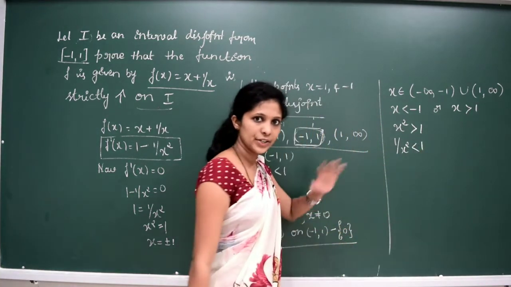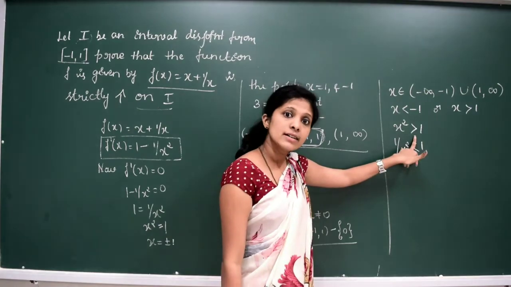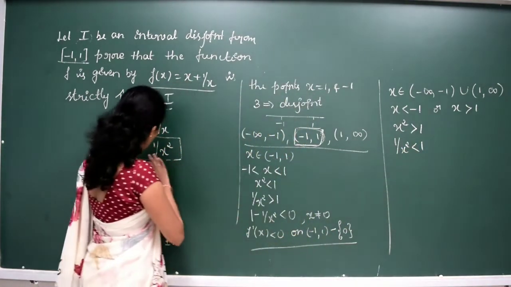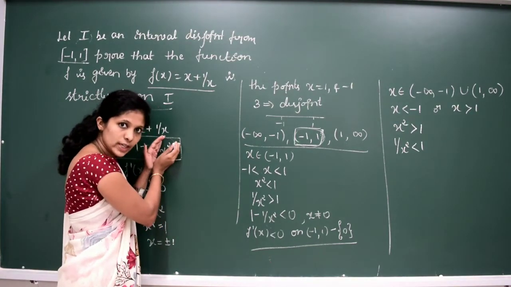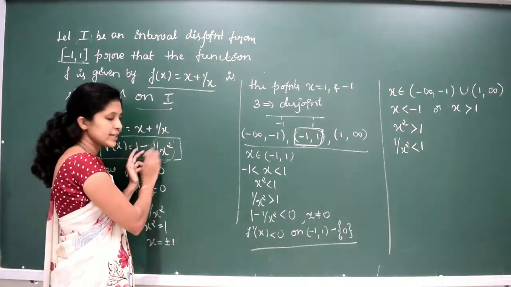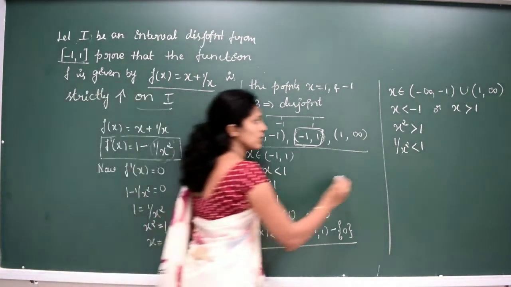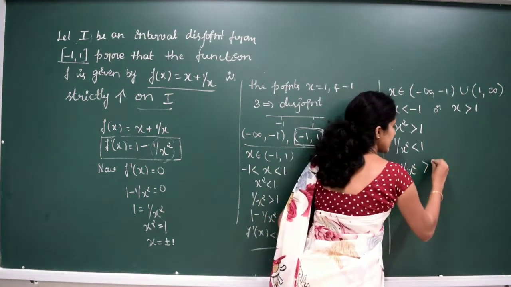Is it clear? We are taking the reciprocal. If you take the reciprocal, the inequality will be reversed. That is, 1 by x square will be less than 1. Now what we got? 1 minus 1 by x square is there. The 1 by x square value is less than 1, so 1 minus something less than 1 will be positive. Is it clear? So by this we can write 1 minus 1 by x square is greater than 0.